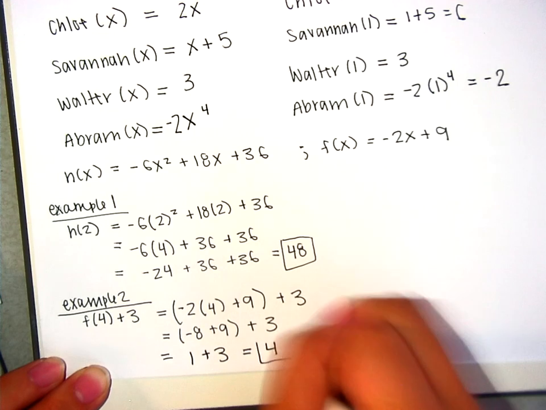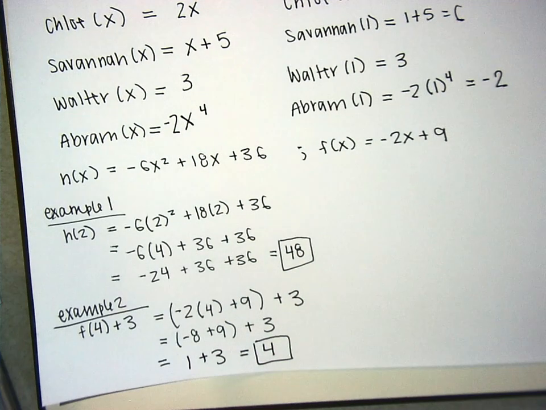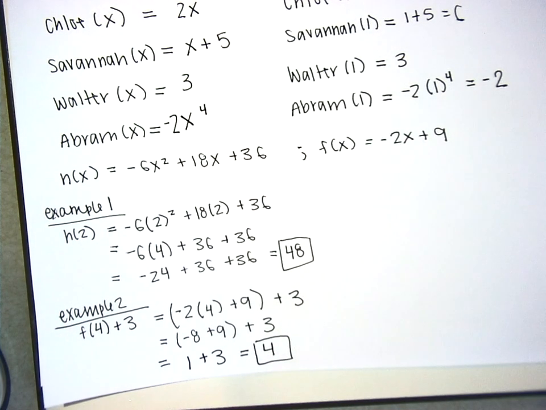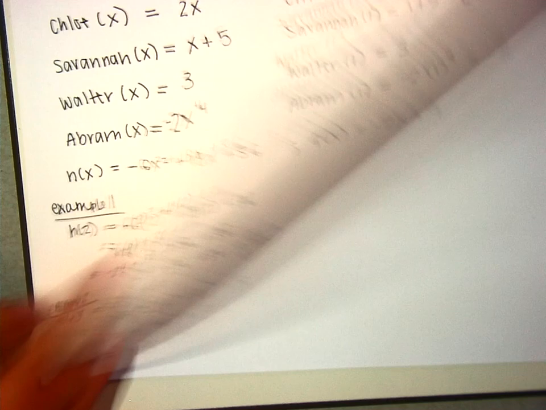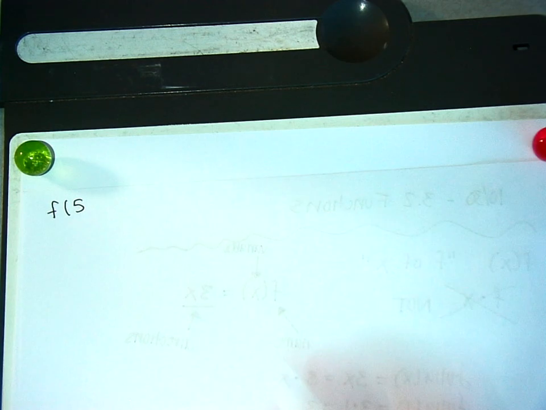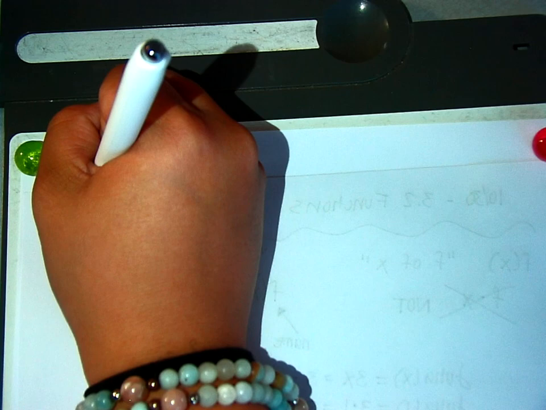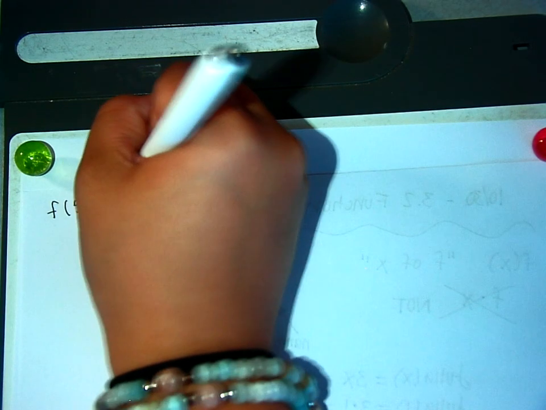1 plus 3 equals? 4 is correct. Okay, I'm going to give you this next problem once you have this written down, and you're going to work on it with your post-it partner. Are you ready for me to flip? We have f of 5 minus f of 1.